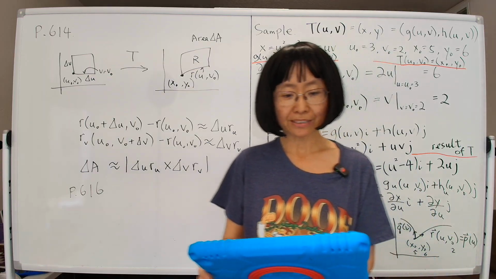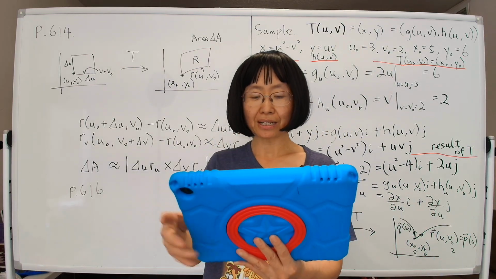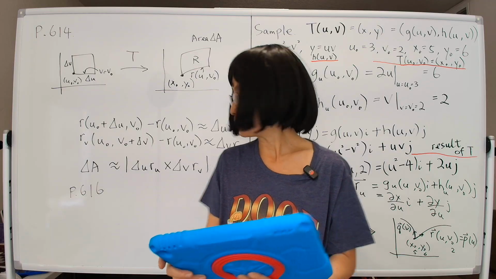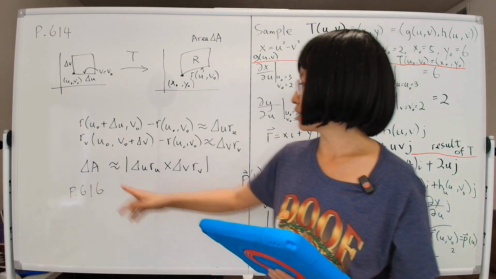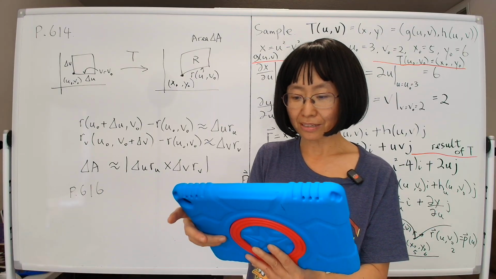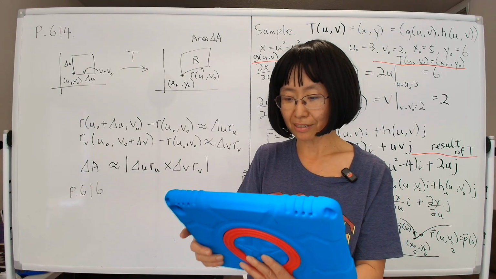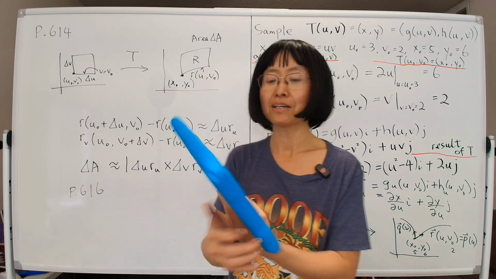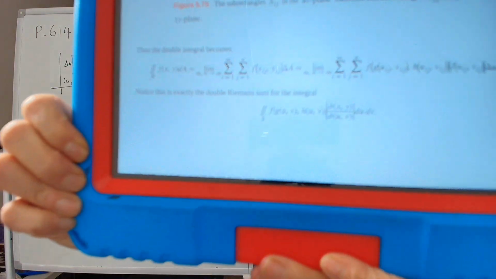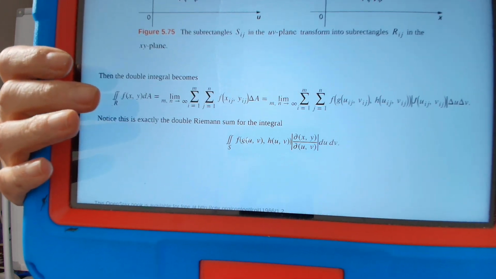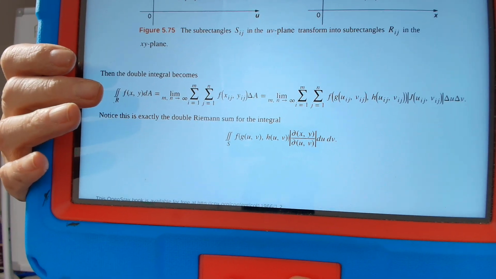Next, let's look at page 616, where we come to what the Jacobian is good for. Now remember, the Jacobian is delta A. It ends up being equal to delta A, not the Jacobian itself, but the Jacobian times a bunch of stuff, okay? Here's a look towards the bottom of the page, where we have the double integral, right, which is the sum of f times delta A, and what is delta A again?